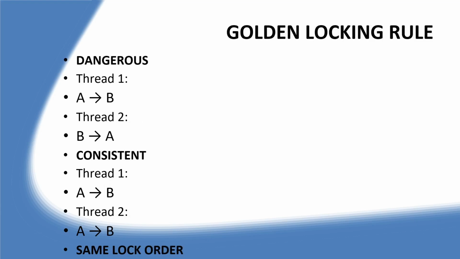We have seen the consistent lock ordering. What was the consistent lock ordering? The order should be the same. If the order is reversed, it will be a deadlock. So one of the most important deadlock prevention techniques is consistent lock ordering.